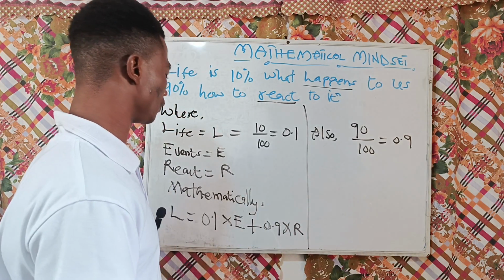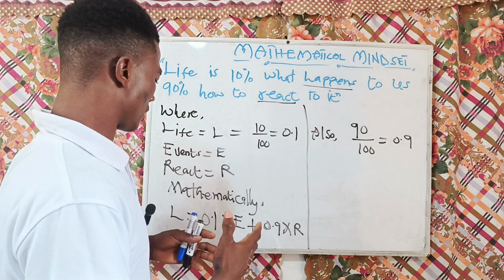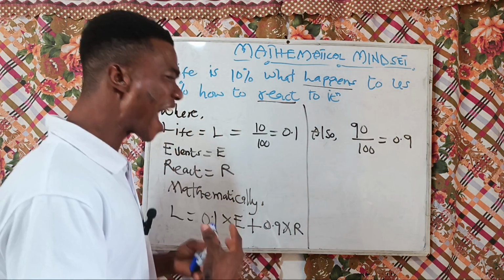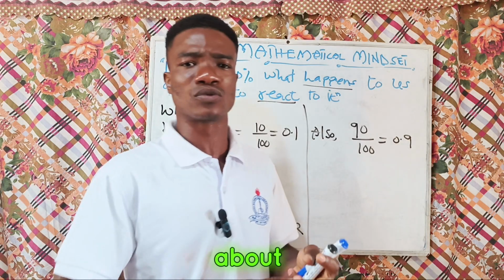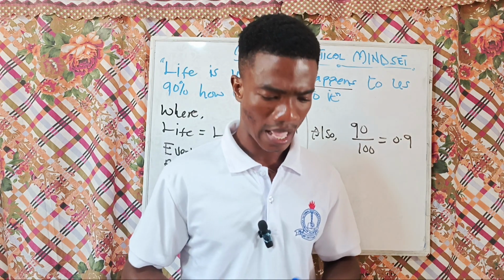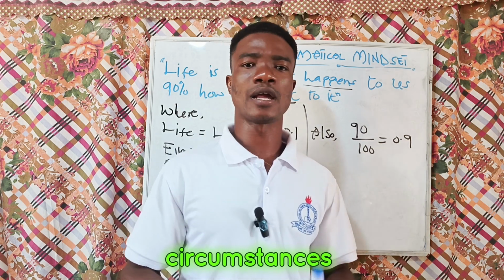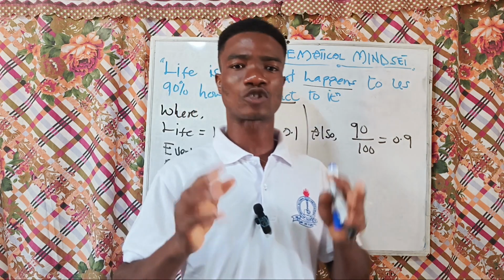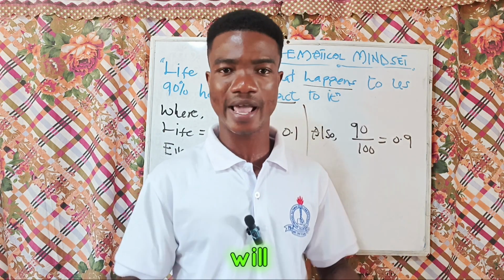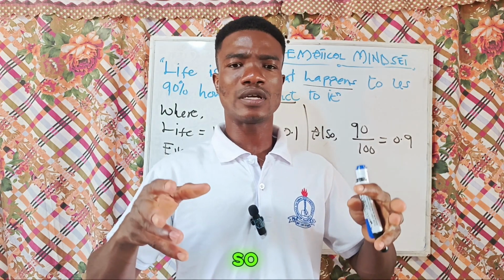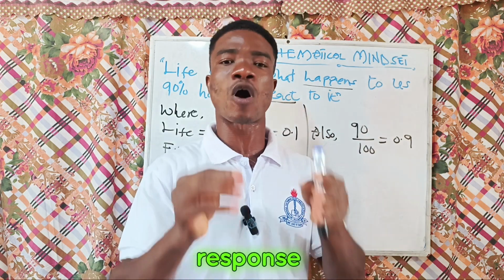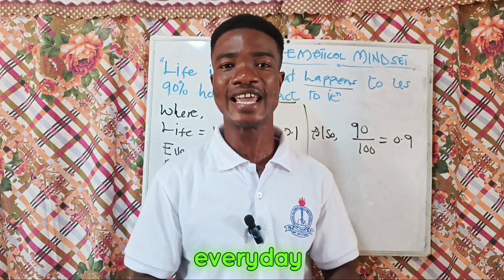So mathematically, if you want to take this illustration into details, life is about challenges and circumstances that happen to us, and out of these challenges and circumstances, there's one thing we have to focus on. There's something we call response, choice, decisions that we make out of these challenges. So these challenges come together with our response or our decisions that we take every day in our life.